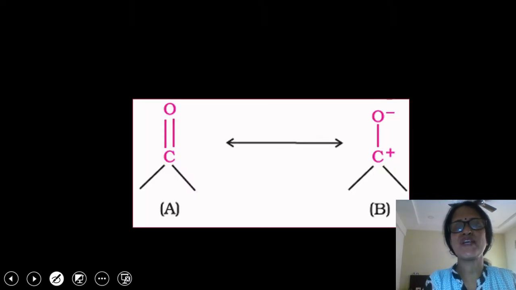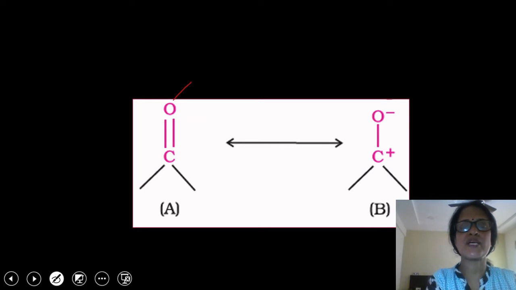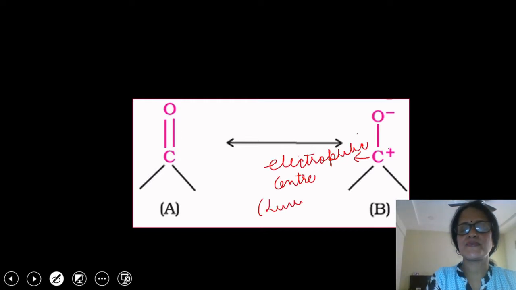One more point I would like to mention here. In carbonyl group, as oxygen is more electronegative, the carbonyl group will become polarized. It will become polarized means oxygen atom will acquire a negative charge and carbon atom will acquire a positive charge. Because of the development of positive charge on carbonyl carbon, it acts as an electrophilic center or Lewis acid.